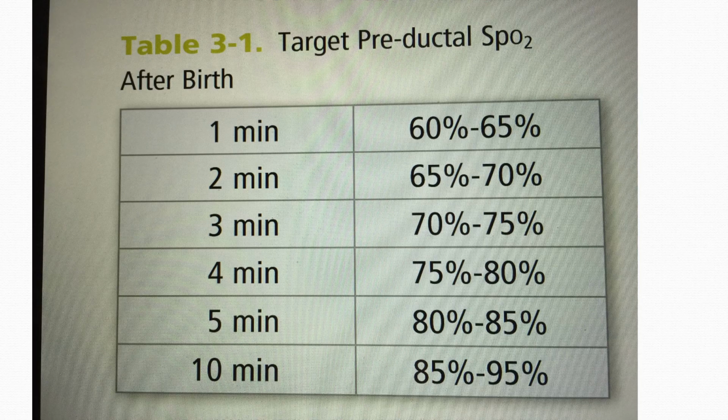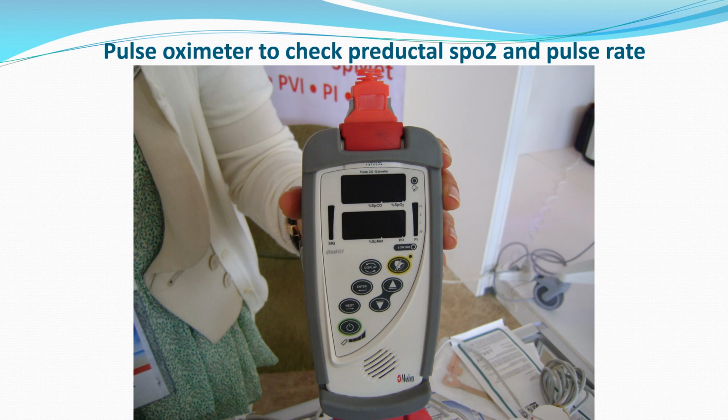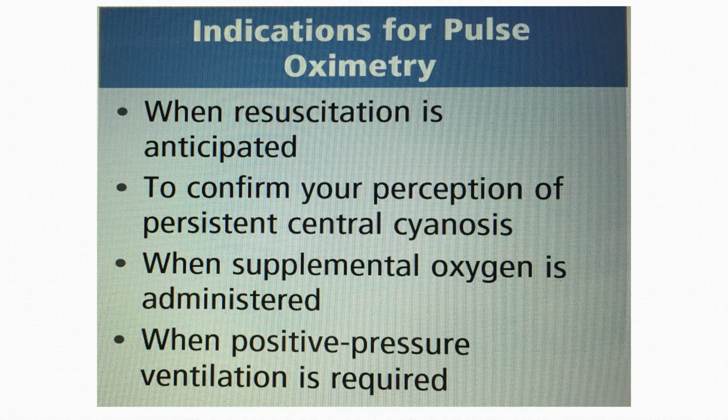So it's normal. And we say preductal because the SpO2 in the right arm represents the SpO2 of the blood going to the heart and to the brain. This is more accurate than postductal. And this is one of the pulse oximeters used during resuscitation.